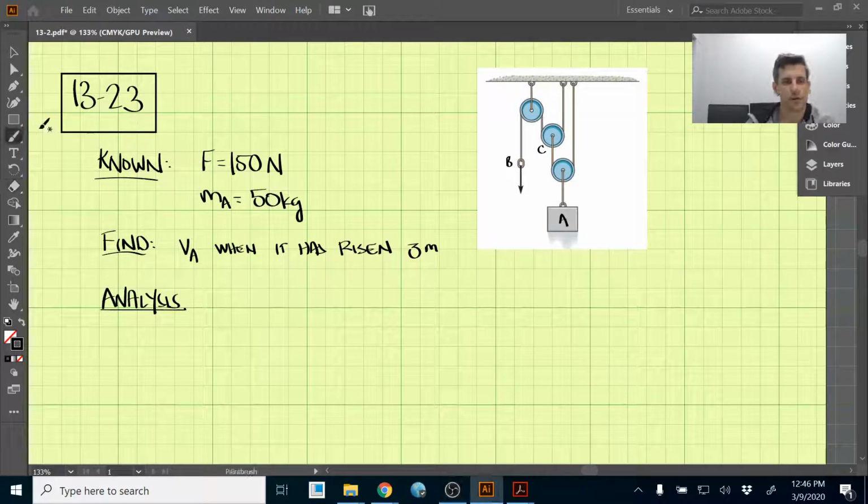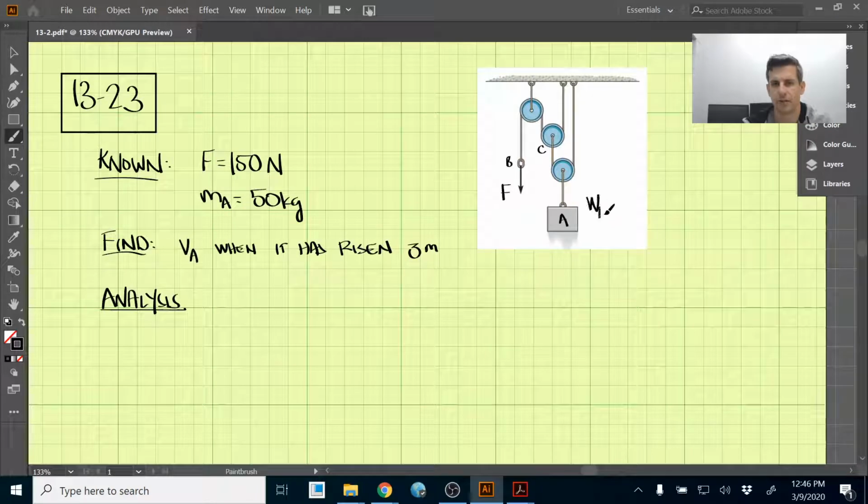Okay, so this is 1323 here, and we're given this pulley system. We know that this is F here being pulled on, and we know that's 150 newtons being pulled downward. And we also know the mass of this A here, which is 50 kilograms. Let's just turn that into a force right off the bat. So we have the weight of A equals 50 times 9.81, which is equal to 490.5 newtons.